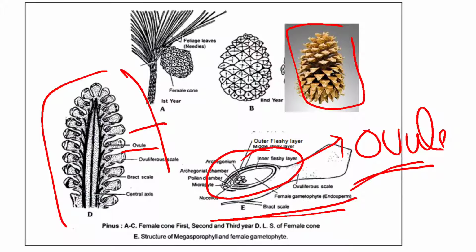and that ovule bears the female gamete or the egg. This is about the structure of the female cone. It bears megasporophylls, and that megasporophyll consists of megasporangium. Megasporangium bears megaspore. That megaspore will develop into ovule, and inside the ovule you will find the female gamete. This is about the structure of the female cone.